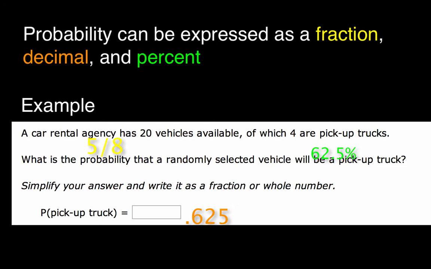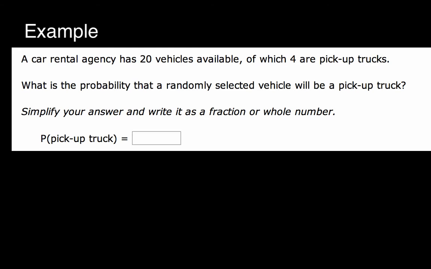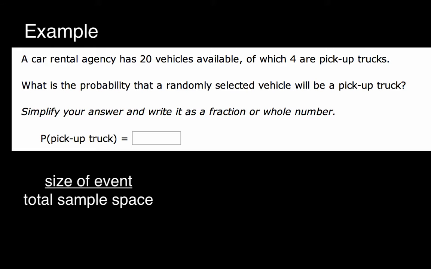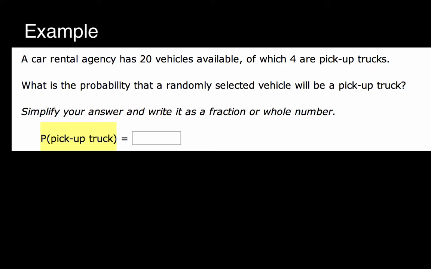Let's look at our first example. A car rental agency has 20 vehicles available, of which 4 are pickup trucks. What is the probability that a randomly selected vehicle will be a pickup truck? Simplify your answer and write it as a fraction or whole number. P(pickup truck) means probability you select a pickup truck. Recalling our ratio, we need to start by identifying the size of the event. What are we looking for? We're trying to find the probability of a pickup truck, so we want the number that goes with pickup truck, which is 4. Next, that's going to go over the total sample space.